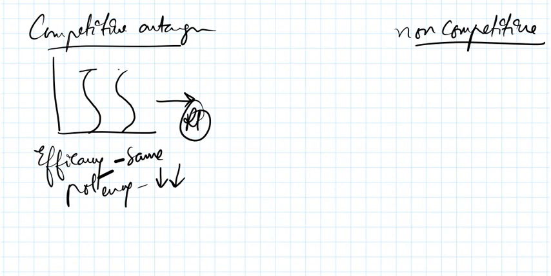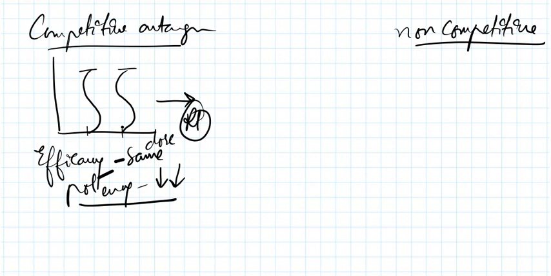See, the efficacy remains the same, but the potency decreased. How can you tell the potency decreased? Because the graph is shifting towards the right side. Right side means the dose of the drug is being increased. The minimum dose required to produce its effect is being increased, so obviously the potency decreases. Why? Because potency is inversely proportional to the dose. If the dose increases, potency decreases. If the dose decreases, potency increases. That is regarding competitive antagonism.